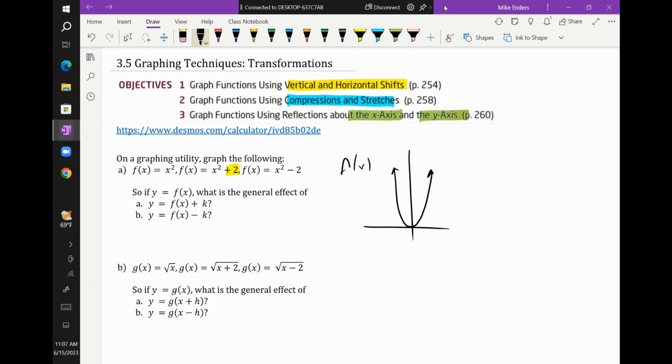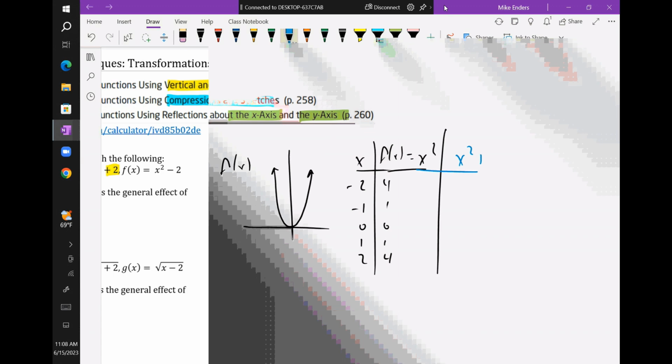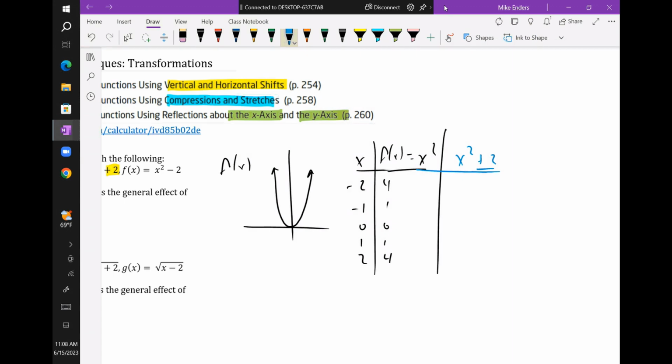If I have a table of values here, where f of x is x squared, I know that I go by normal values, and I get 4, 1, 0, 1, and 4. What happens if I extend this out and say, what if I want x squared plus 2? The x squared is the value in this second column, so what we're going to do is add 2 to that. So we're going to make that 6.